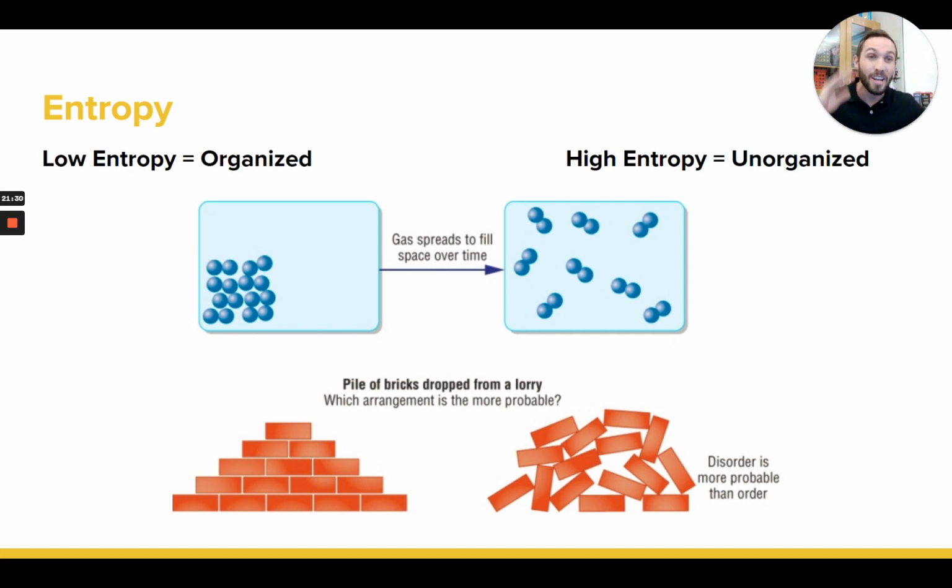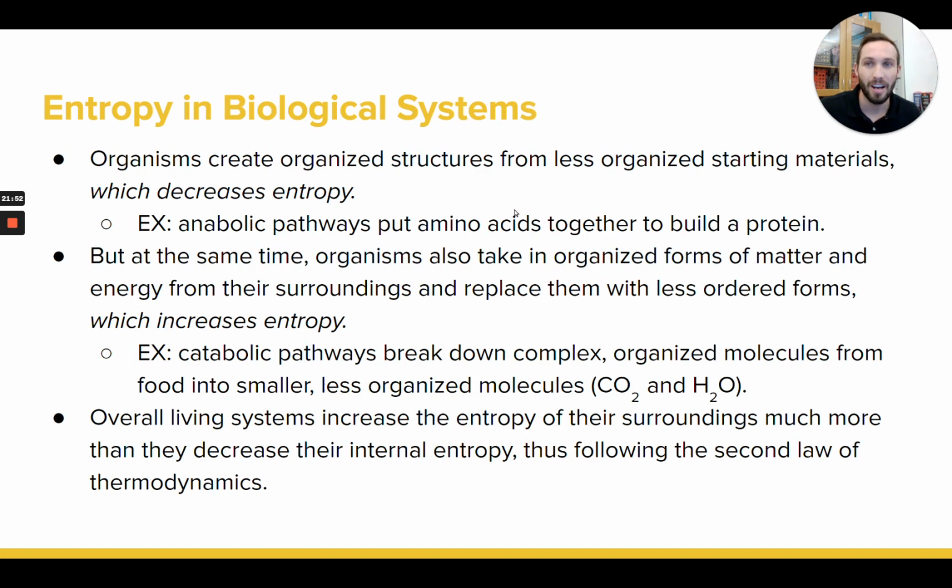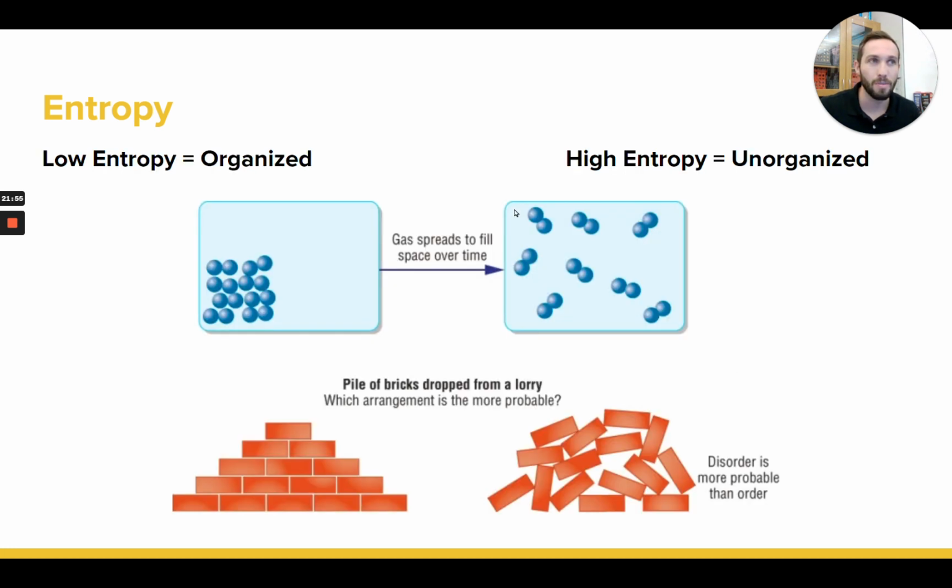But then things that are high entropy are things like molecules now just flying around everywhere along their concentration gradient. Large molecules now becoming these smaller, less organized molecules. Or this stack of bricks now, sooner or later, being this random mess of bricks. That's high entropy. And so remember, though, that according to the second law of thermodynamics, the universe will always be increasing in entropy. So the universe will always have a tendency to go from things like this always to things like this, more entropy. That's what the universe wants.